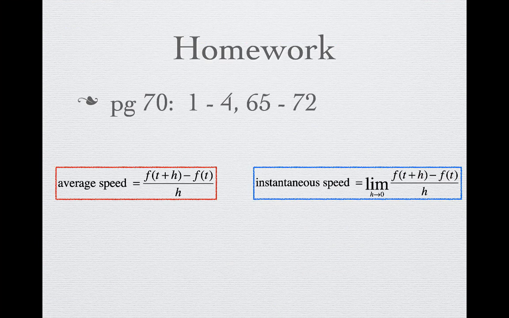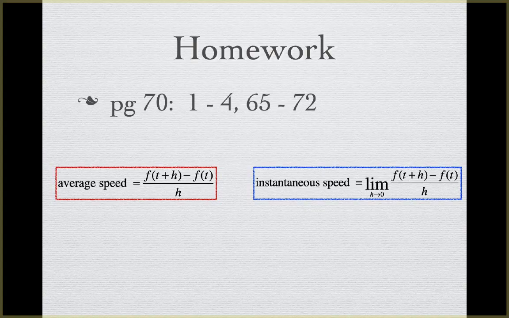That is all for section 1.1 day 3. Remember, when you're doing your average speed and instantaneous speed to show your work. And when you're doing your instantaneous speed, notice how we're doing the limit as h approaches 0. So make sure that is in your notation.